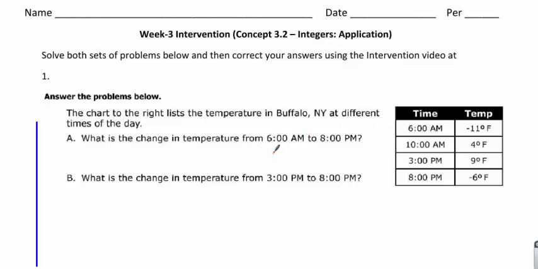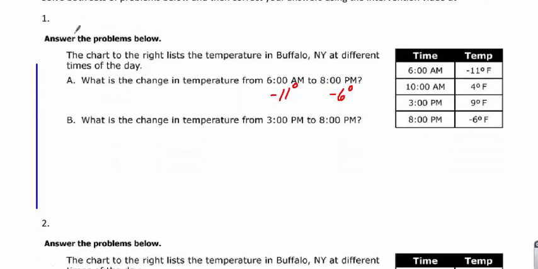So let's see where 6 a.m. is. 6 a.m. is 11 degrees below 0. That's what the negative sign means, below 0. To 8 p.m. 8 p.m. is 6 degrees below 0. Now you'll notice I've drawn myself a line. I'm going to use that like a number line, only it's going to be a vertical number line. Think of a thermometer. So here's 0.